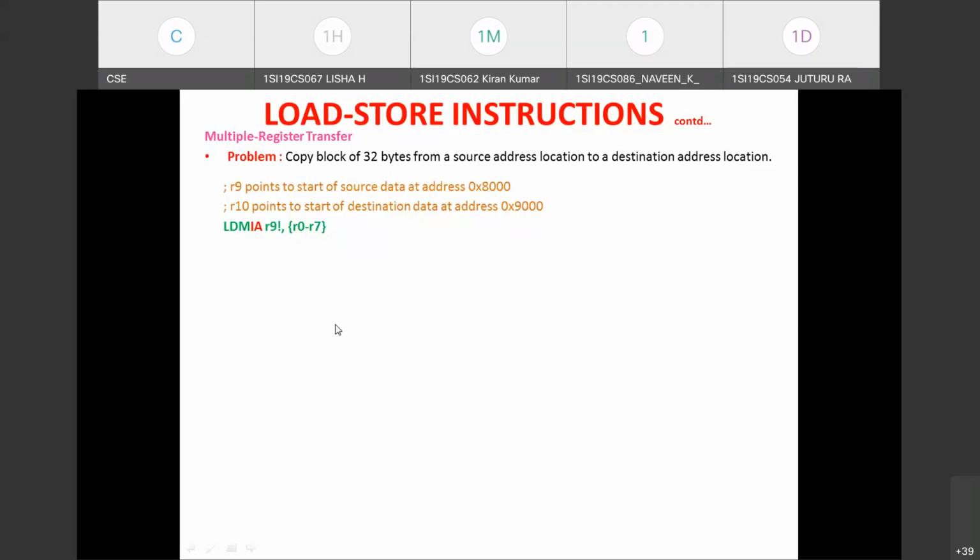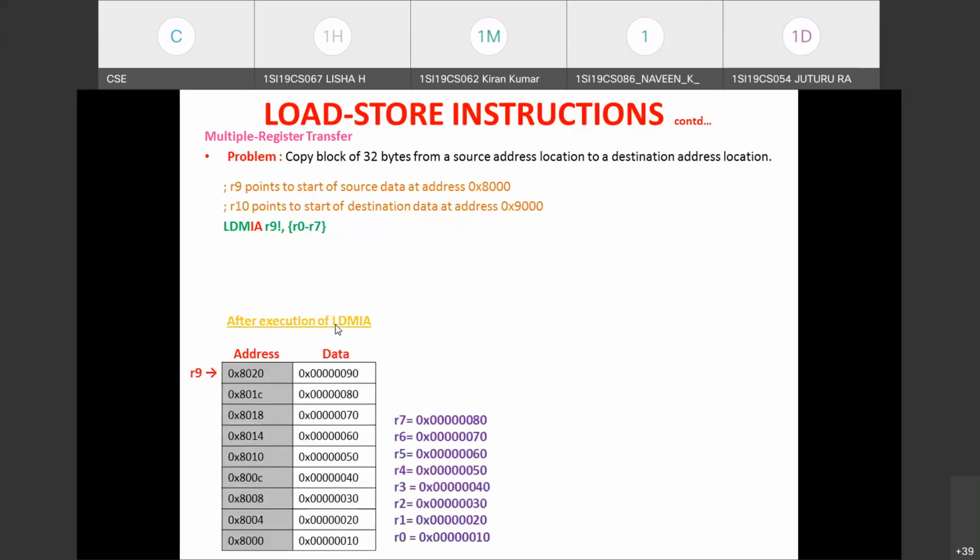Getting it? And the equivalent instruction, that means an instruction to write the data to the destination block, is STM, and we'll be using STMIA addressing mode only. How it actually works we'll see. Before that, we will see the memory map after execution of the LDMIA instruction.